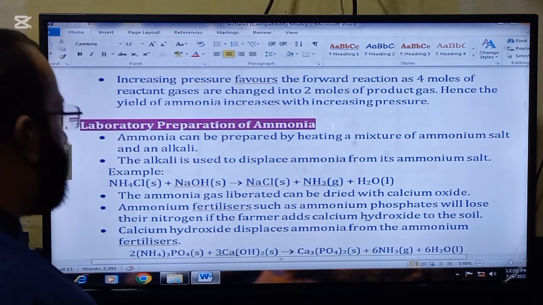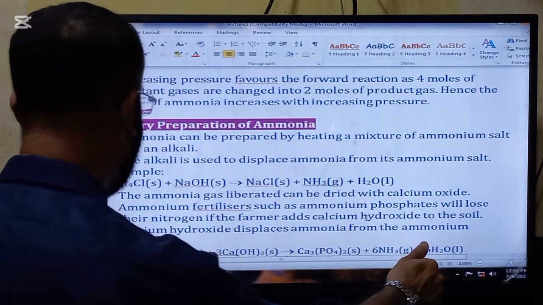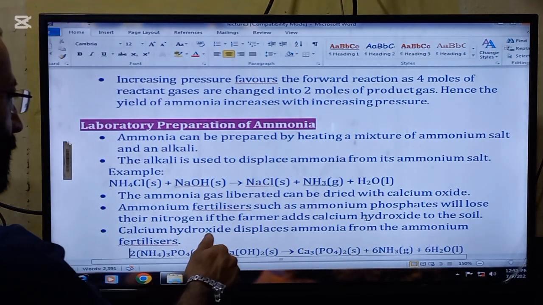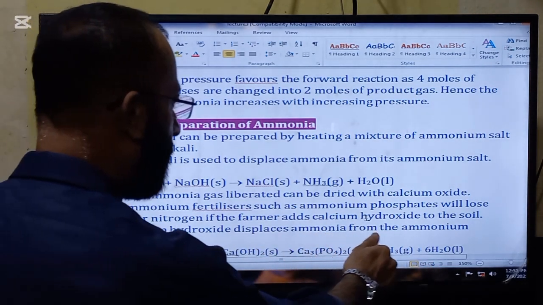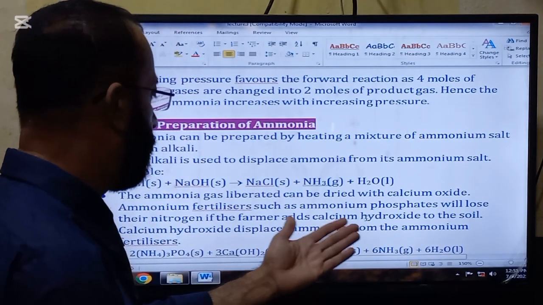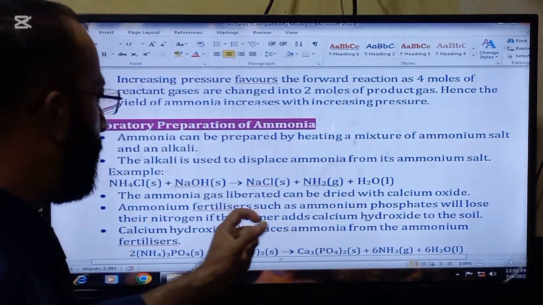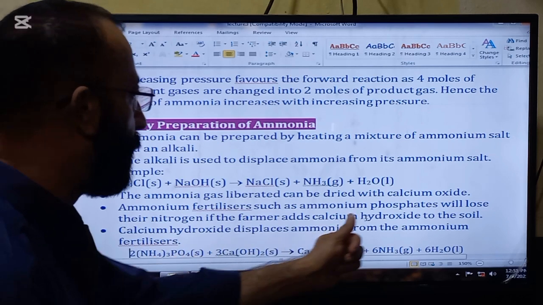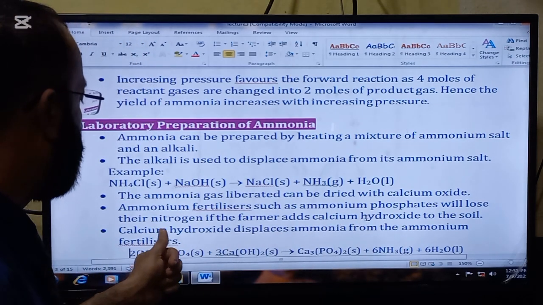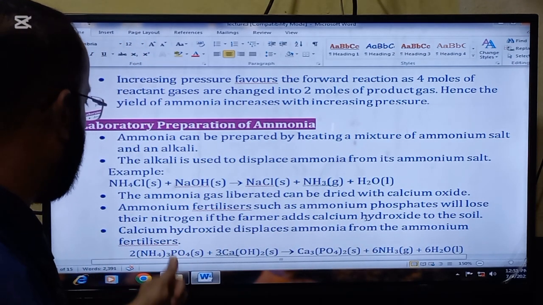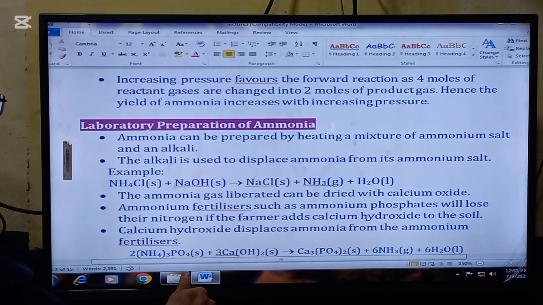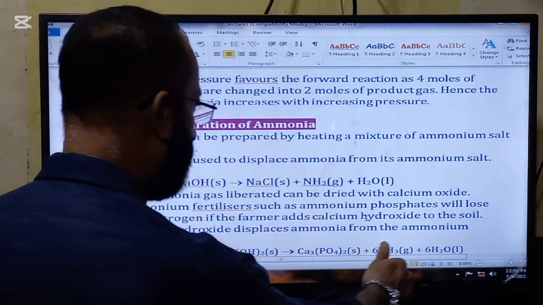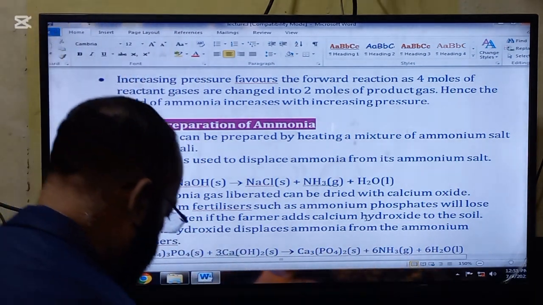Ammonium fertilizers such as ammonium phosphate will lose their nitrogen if the farmer adds calcium hydroxide to the soil. So this is the method through which farmers separate nitrogen from their compound. Nitrogen is important for plant growth. Calcium hydroxide displaces ammonia from the ammonium fertilizer.